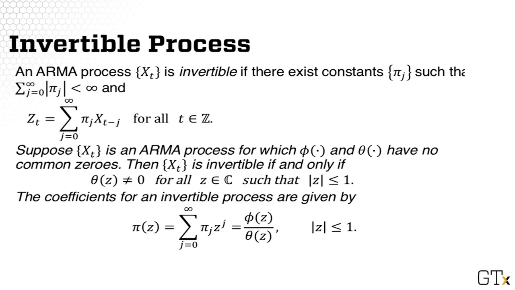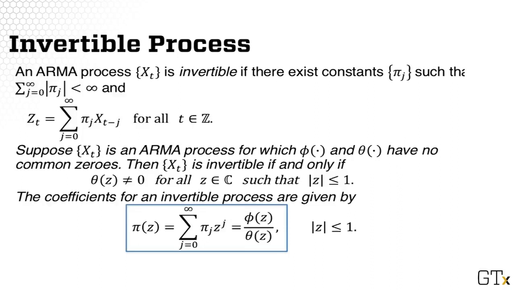A necessary and sufficient condition for an ARMA process to be invertible is that the zeros of the MA polynomial theta z are outside of the unit circle. That is, the solutions to the equation theta z equal to 0 are all larger than 1 in absolute value. Given the two polynomials of an ARMA process, we can then obtain the coefficients pi of the linear representation using this relationship, which is an invertibility property of the MA polynomial.